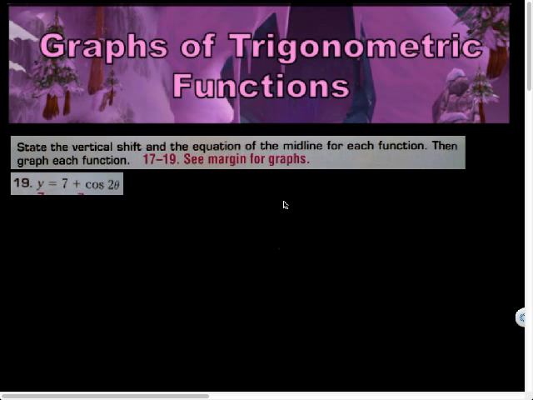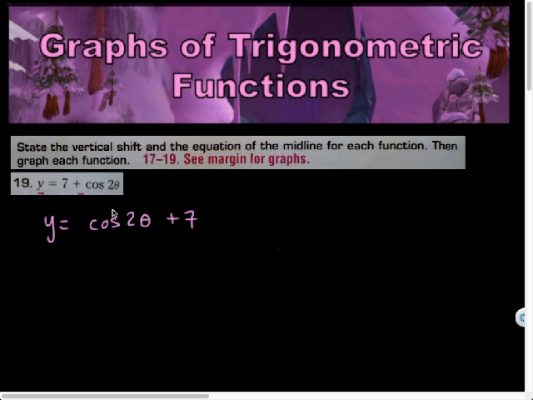Greetings and welcome. We've been talking about translations of sine and cosine functions, and we're on page 383-ish, around there. Technically, this problem's on the next page. Here's question 19. It says state the vertical shift and the equation of the midline for each function, then graph each function. All right. So I might actually rewrite this as y equals cosine of 2 theta plus 7.